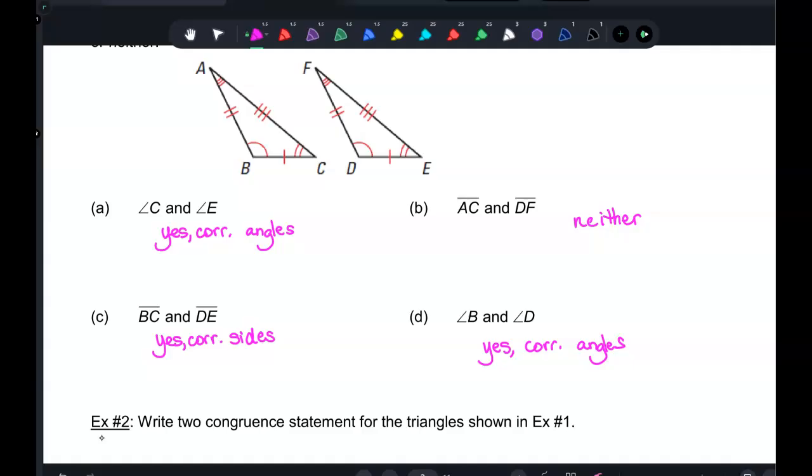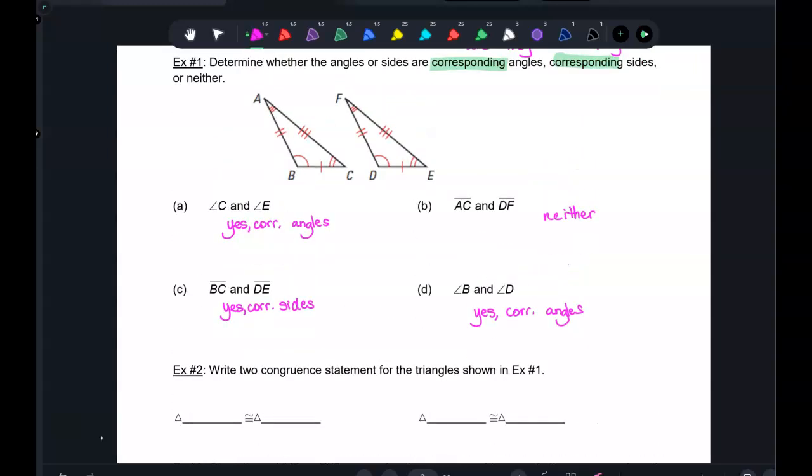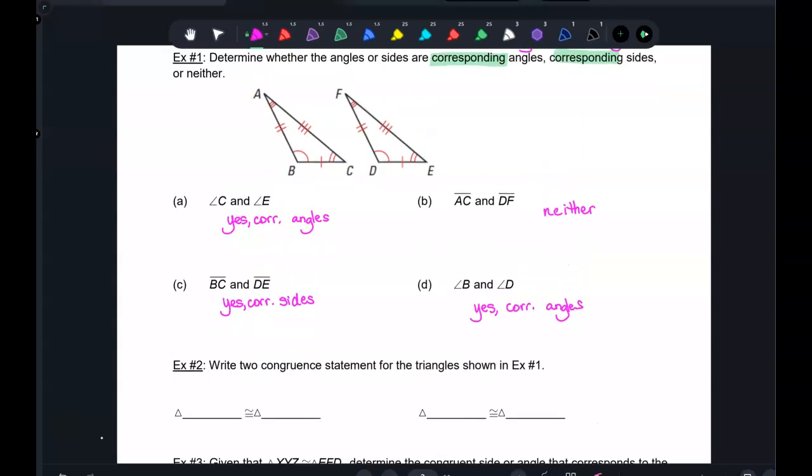Okay, write 2 congruent statements for the triangles shown in example 1. Just for a congruent statement, we have to use all 3 letters from one triangle and the 3 letters in the other, but the order makes a difference. So let's start with the triangle on the left. We can pick any order that we want here. So do you want to just go in order A, B, C? Okay, so we'll do A, B, C.